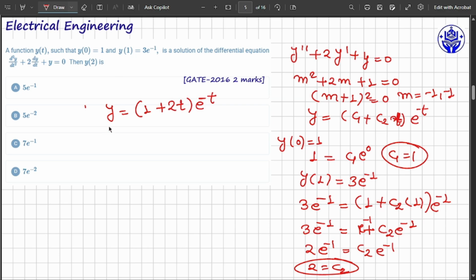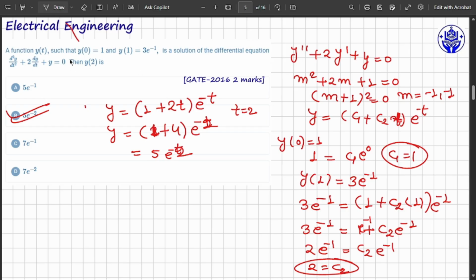1 plus 2 t e to the power of minus t. And what is 2? Then it will be 1 plus 4 e to the power of minus t, then it will be 5 e to the power of minus t. Then the solution, oh yeah, 5 e to the power of minus 2 basically. I'm going to put t is equals to 2. So the answer is the correct answer.